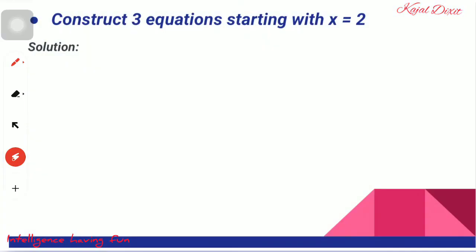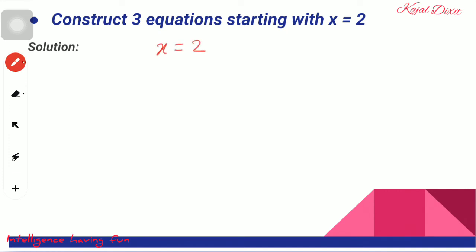Now, let us see how we can do this. For example, we have to construct three equations starting with x is equal to 2. That means whatever equation we make will have the value of x as 2. After solving the equation we have formed, we will get the result x is equal to 2. So we can start with x is equal to 2.